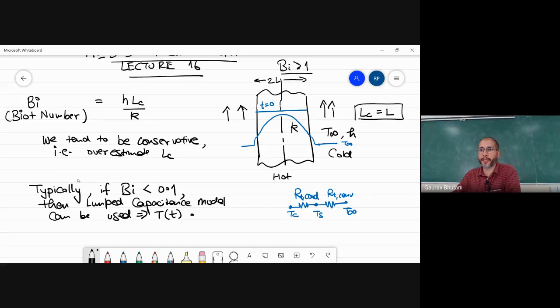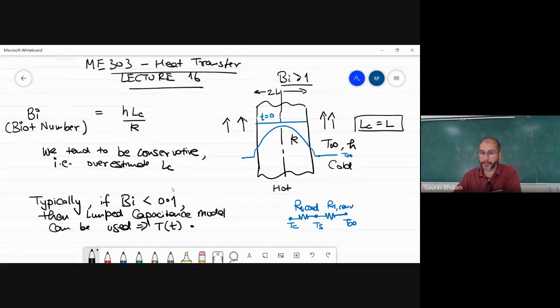We haven't talked about how to consider spatial effects yet, but since we've talked about the lumped capacitance model, we have a rule now to check whether we can use that. Move on from here.